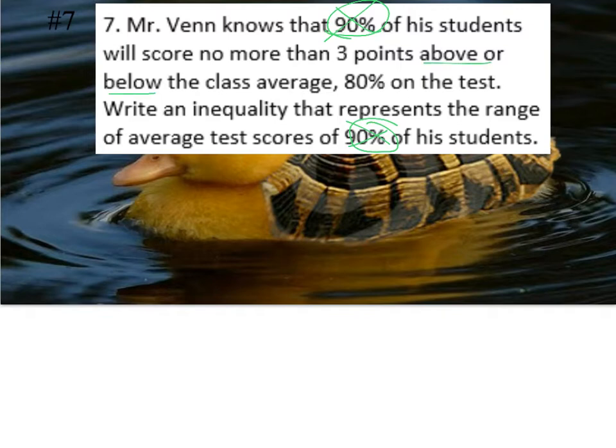3 points below 80% would be 77. 3 points above would be 83. And all students in the class, or 90% of the students in the class, will score somewhere between there. So we're going to put our x in between the two values. And this is, again, a compound inequality, a nested inequality, so we're going to need two. We're comparing two different things. Comparing x to the 77 and the 83. We know that 77 is the smallest amount.